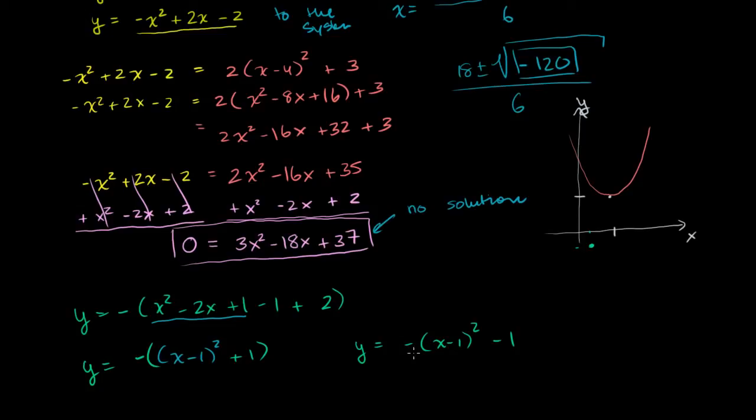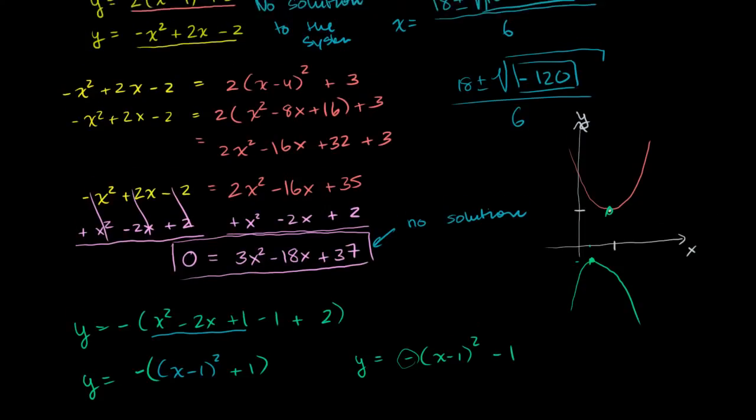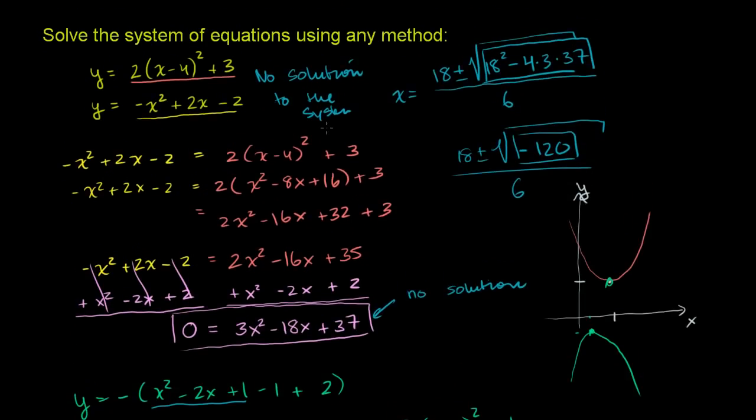The vertex is there. And this is a downward opening parabola. We have a negative coefficient out here on the second degree term. So it's going to look something like this. So as you see, they don't intersect. This vertex is above it, and it opens upward. This is its minimum point, and it's above this guy's maximum point. So they will never intersect. So there is no solution to this system of equations.